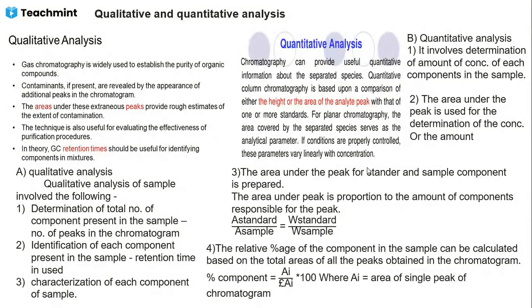Okay. Qualitative analysis of the sample involves determination of the total number of components present in the sample. You can identify the number of peaks in the chromatogram. Then comes the identification of each component present in the sample. This is done by the retention time.